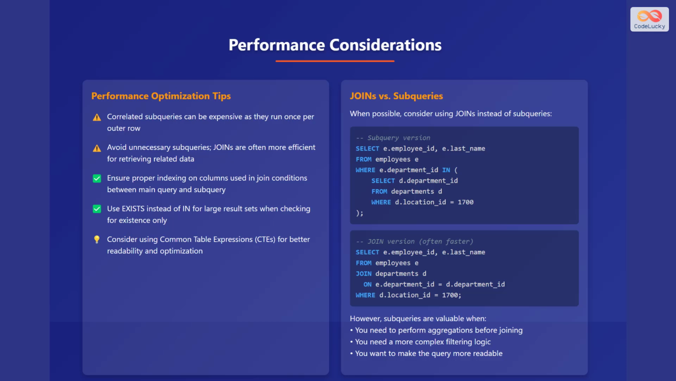Here's an example of a subquery version: select the employee ID and last name from the employees table, where the department ID is in the subquery to select the department ID from the departments table, where the location ID equals 1700. An alternative version using joins is to select the employee ID and last name from the employees table, joining the departments table on the department ID where the location ID is 1700. However, subqueries are valuable when you need to perform aggregations before joining, you need a more complex filtering logic, or you want to make the query more readable.